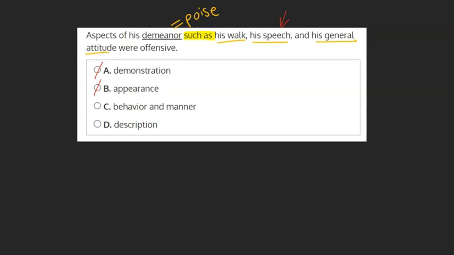In a case like this, when there are two choices that seem to fit, it's our job to pick the one that would fit better. In this case, behavior and manner, as it's more specific than just a general description and it fits better with our definition and in our sentence.